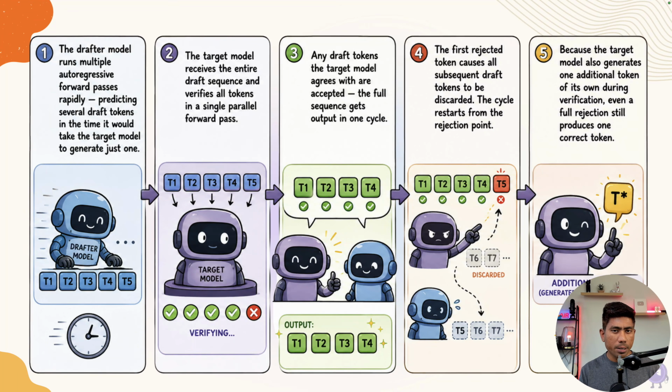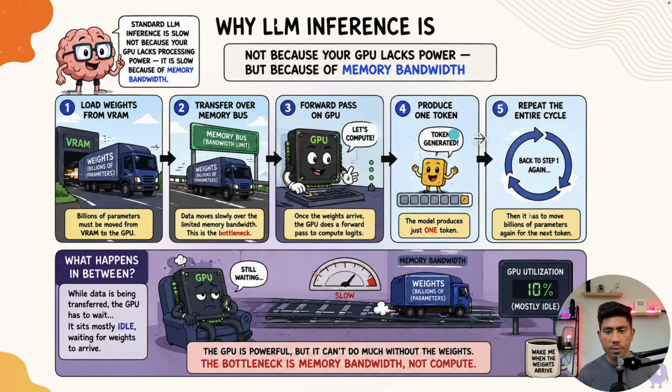And even in the MTP paper for the Apple MLX, they said that a batch size of around 4 to 8 is the ideal state while it's generating. So you're going to be getting 4 to 8 tokens for every single pass. And because the target model also generates one additional token of its own during the verification, even full rejection still produces one correct token. So that is the case that we are seeing over here.